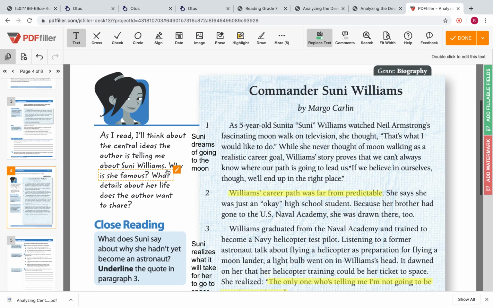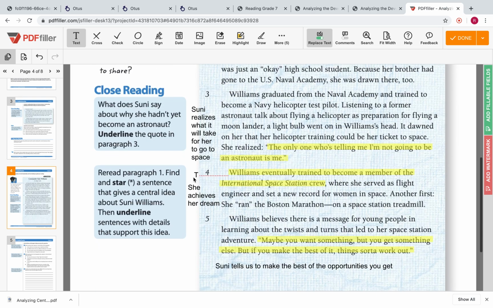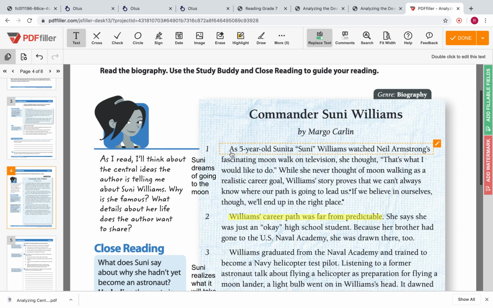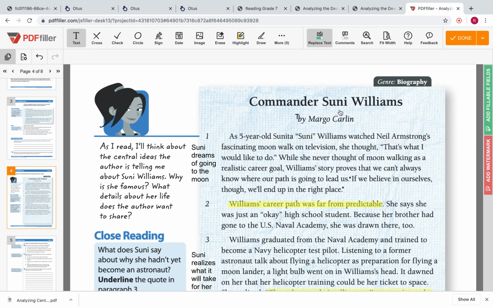So let's read through it once, and I want us to get in the habit too, if we're not already doing it, of writing just statements. So I'm going to go through it paragraph by paragraph. Commander Suni Williams by Margot Carlin.